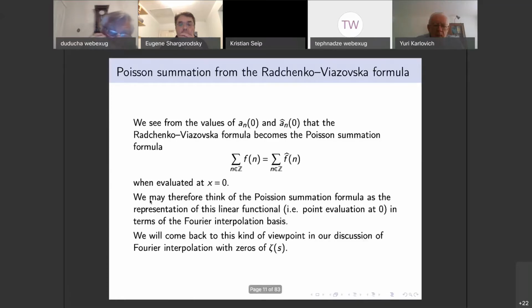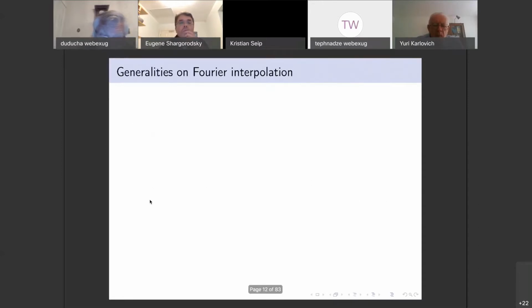So please move on. Yes, so we may think of then the Poisson summation formula as the representation of this linear functional of point evaluation at 0 in terms of the Fourier interpolation basis. And this is a point of view that I will come back to later when we discuss Fourier interpolation with the zeros of zeta. Okay.